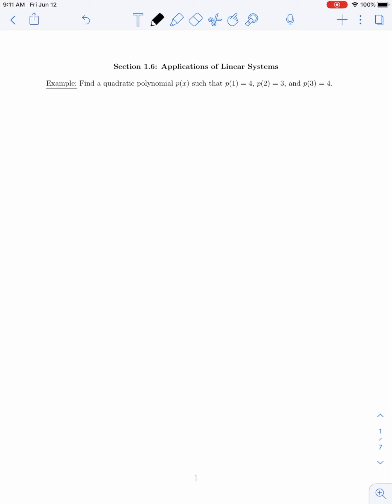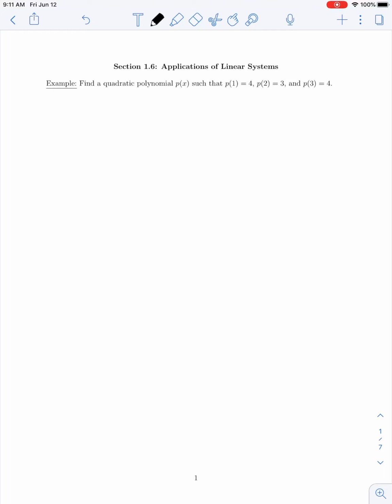So in our first example, we are asked to find a quadratic polynomial p of x such that p of 1 is equal to 4, p of 2 is equal to 3, and p of 3 is equal to 4. That is, we want the equation for a quadratic polynomial whose graph would be some parabola. And we want that parabola to pass through the points (1, 4), (2, 3), and (3, 4) in the xy plane.